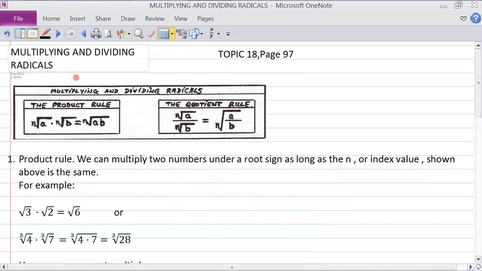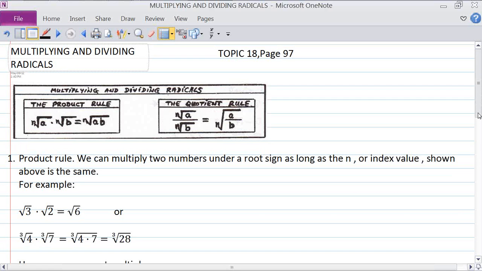Now, multiplying and dividing radicals. You can see here, this term is called the index, and n could be 2, 3, 4, okay? When you multiply these two together, as long as the index is the same, you can multiply what's inside the radical. So you can multiply the a times the b if the index is the same.